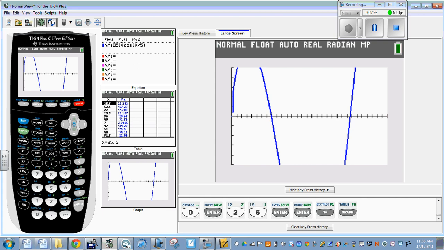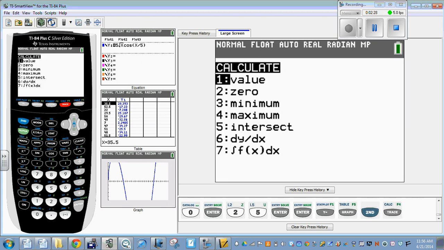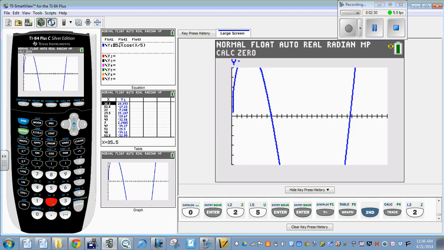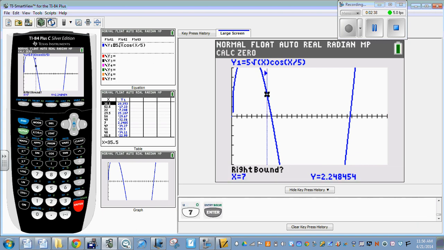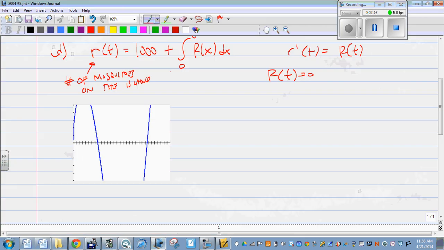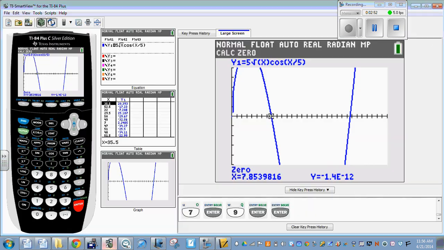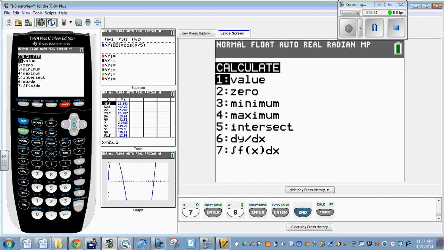Now, looking back at this, we want to find this 0. We can do second trace and calculate the 0, which is the second option. We need to choose a left bound. So this looks like 1, 2, 3, 4, 5, 6, 7. So 7 is to the left of that point, and 9 is to the right. Enter, enter one more time, and it's going to find our 0 for us. It's at 7.854.